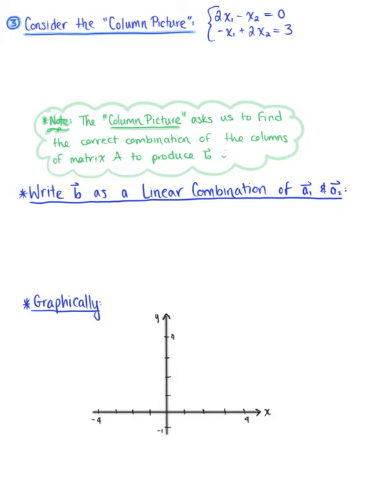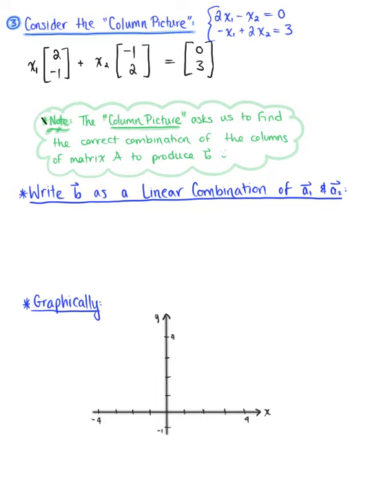We have to consider the column picture. So when we're considering the column picture, we want to think about the system in terms of the vector equation. So real quick, we know our vector equation is x sub 1 multiplied by the column vector 2, negative 1, plus x sub 2 multiplied by the column vector negative 1, 2. And this is equal to the constant vector 0, 3. Again, this is our vector equation.